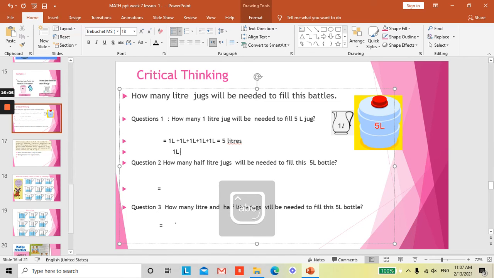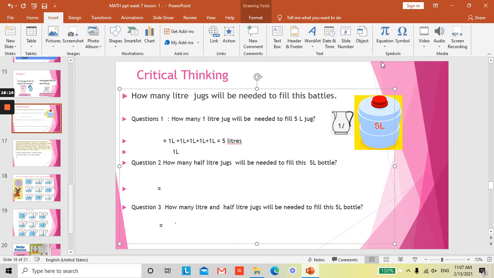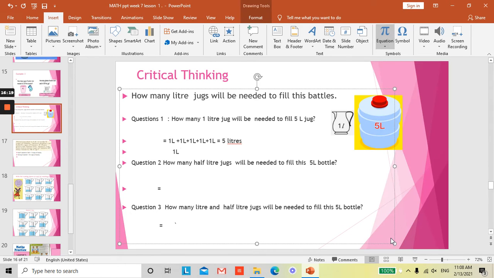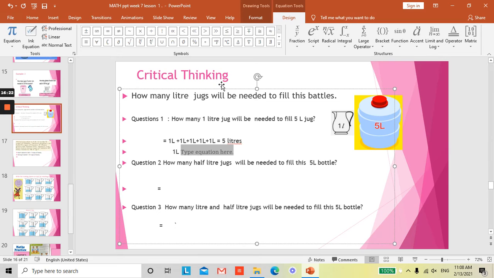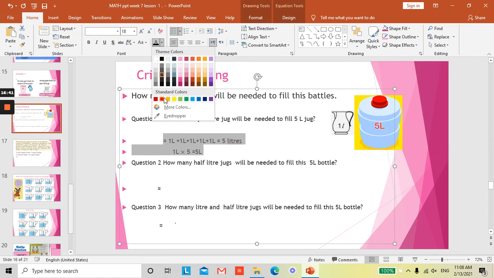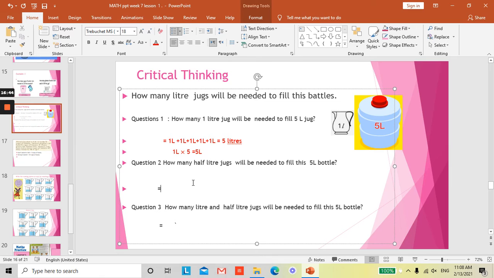1 liter times 5. 1 liter times 5. I'm going to put a multiplication: 1 liter times 5. So our answer is going to be 5 liters. This is our math today. Very interesting. Okay, let's move to the next question.